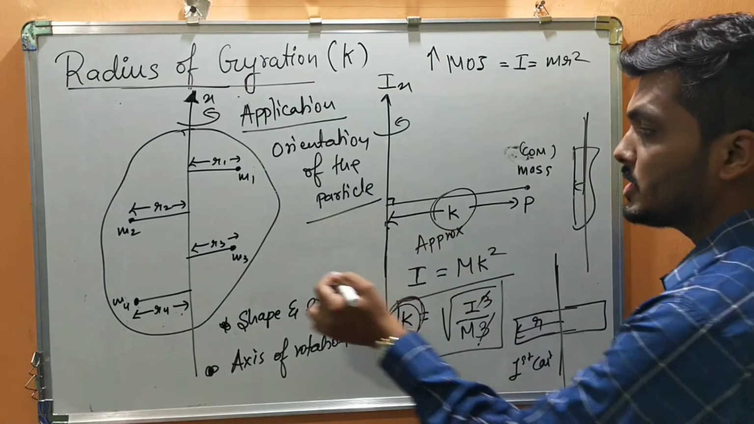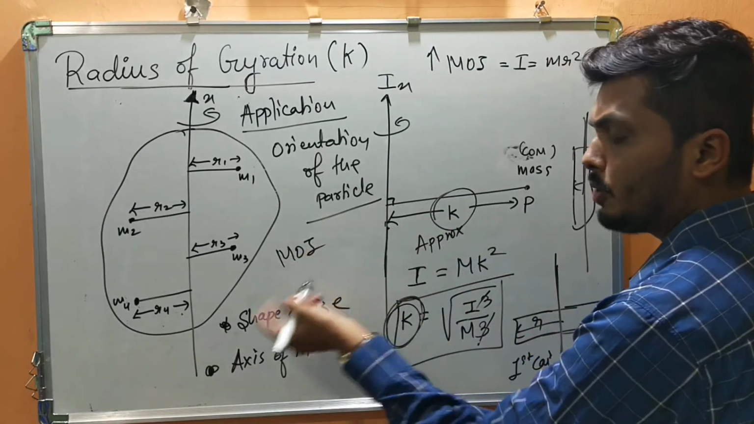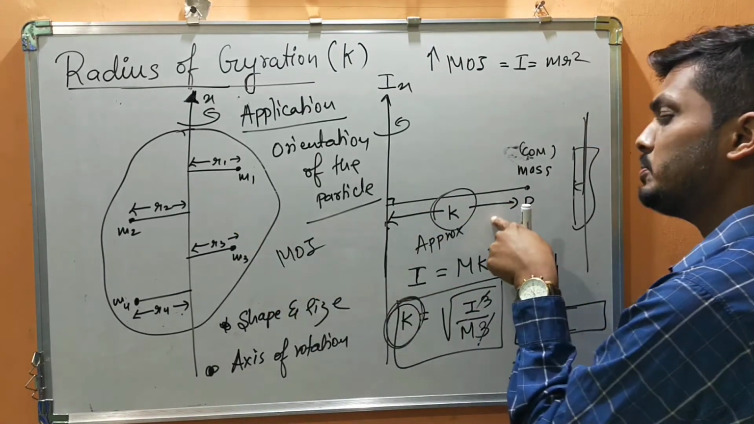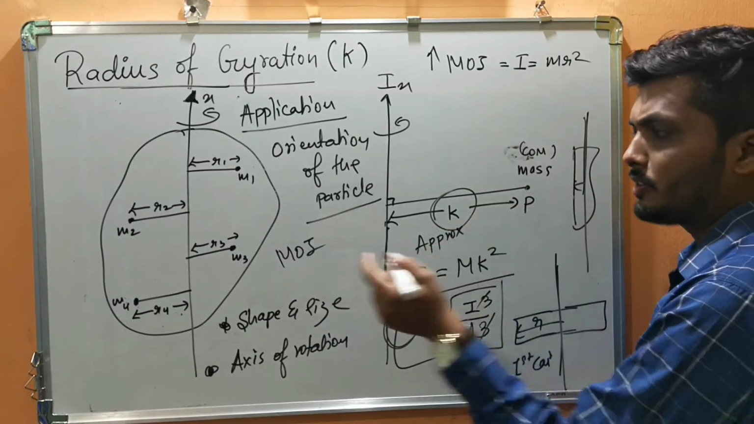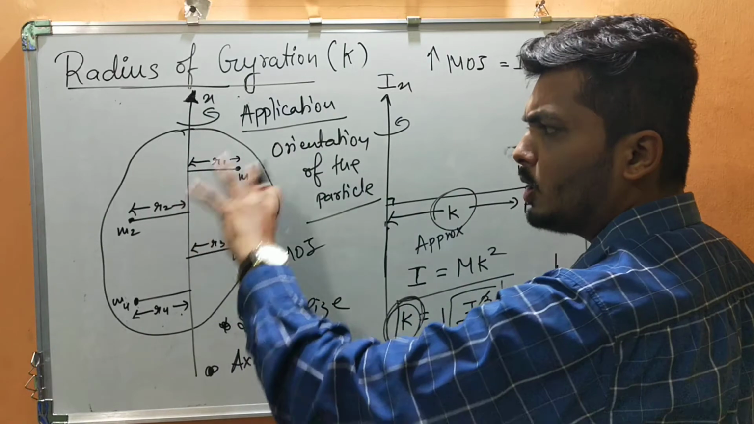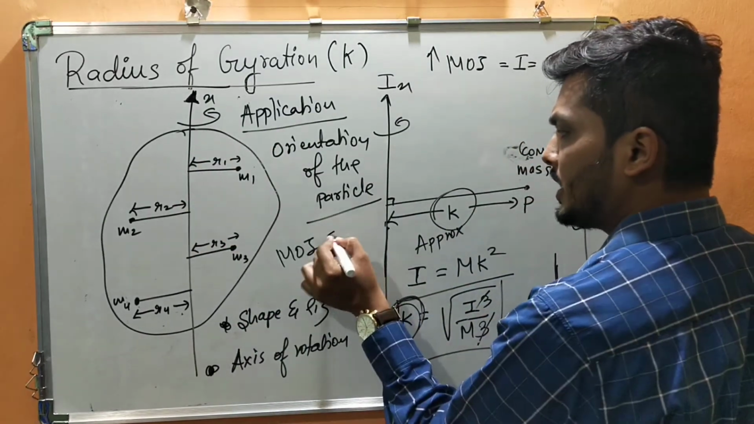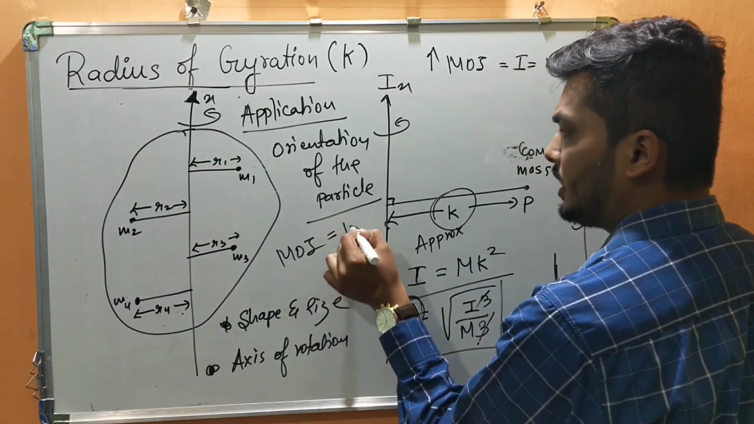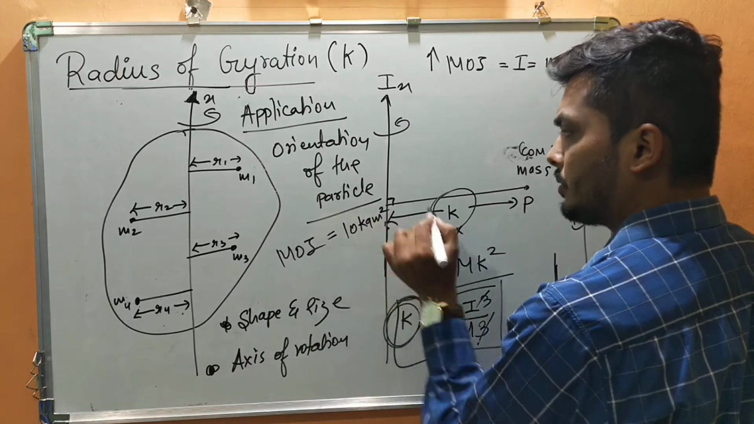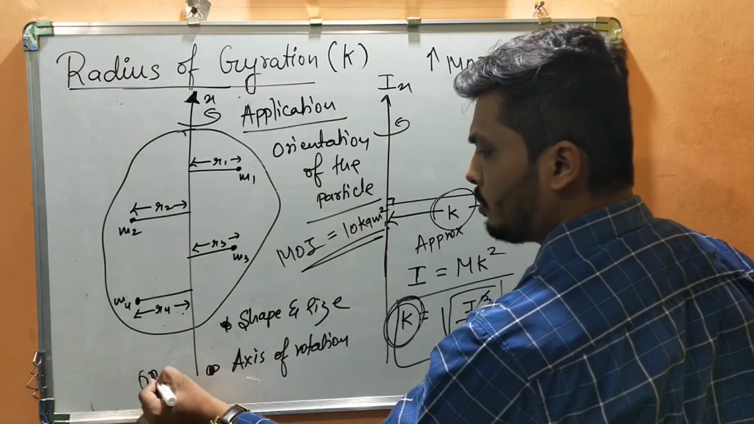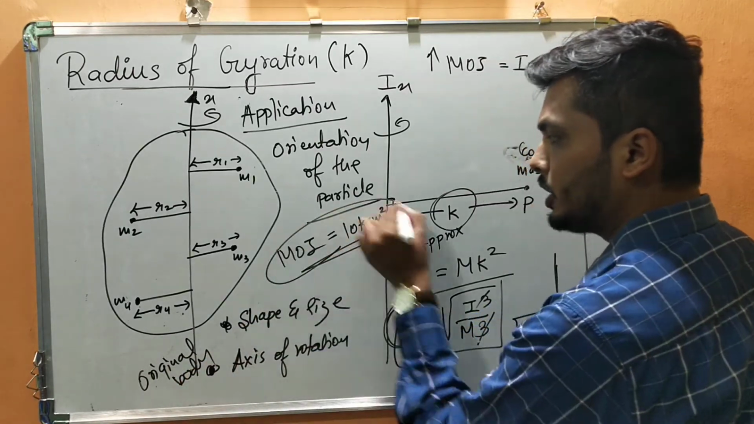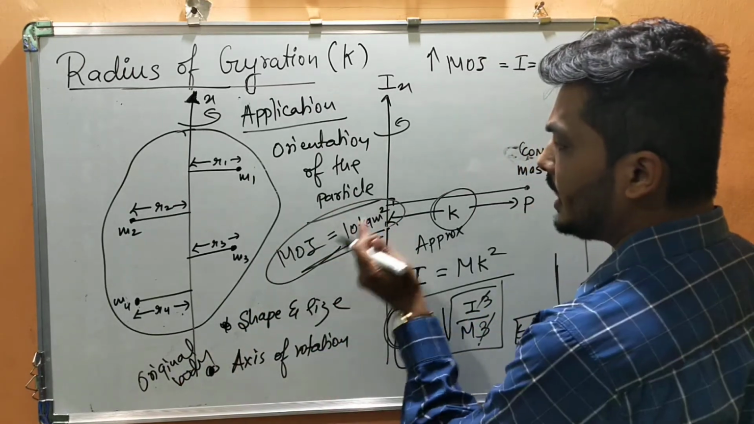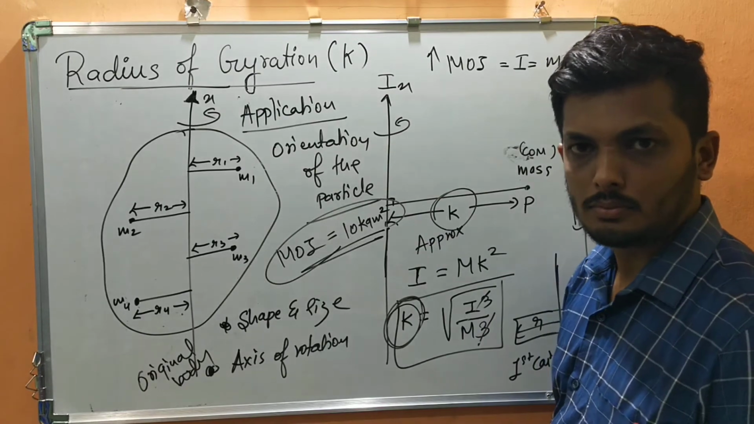On what basis? Whatever moment of inertia was there of this body, the same should be the moment of inertia of this body. For what value of K? Suppose I measure the moment of inertia of all the individual particles, and I get it as 10 kilogram meter square for this original body. This is my original body, and I measure its moment of inertia as 10 kilogram meter square.